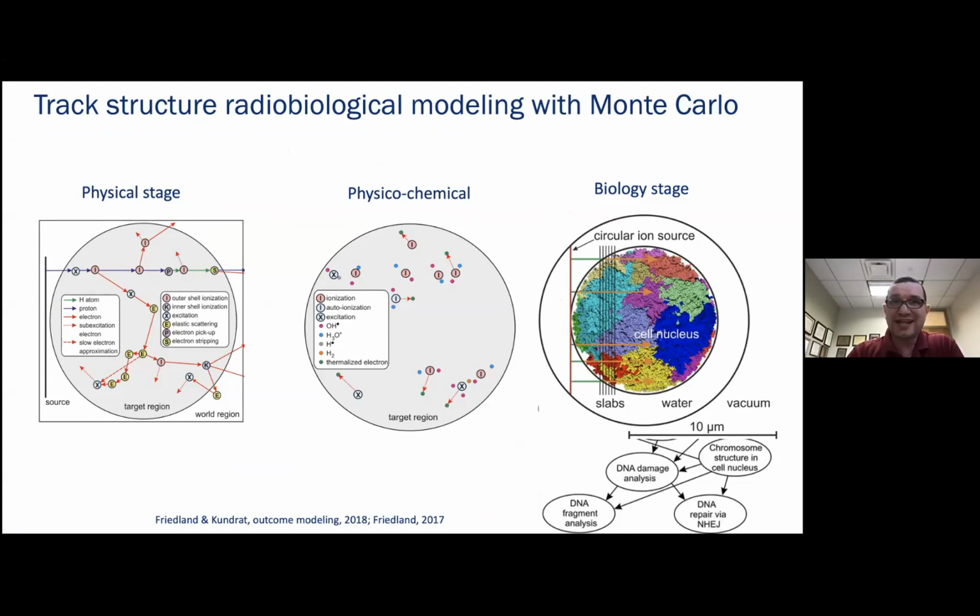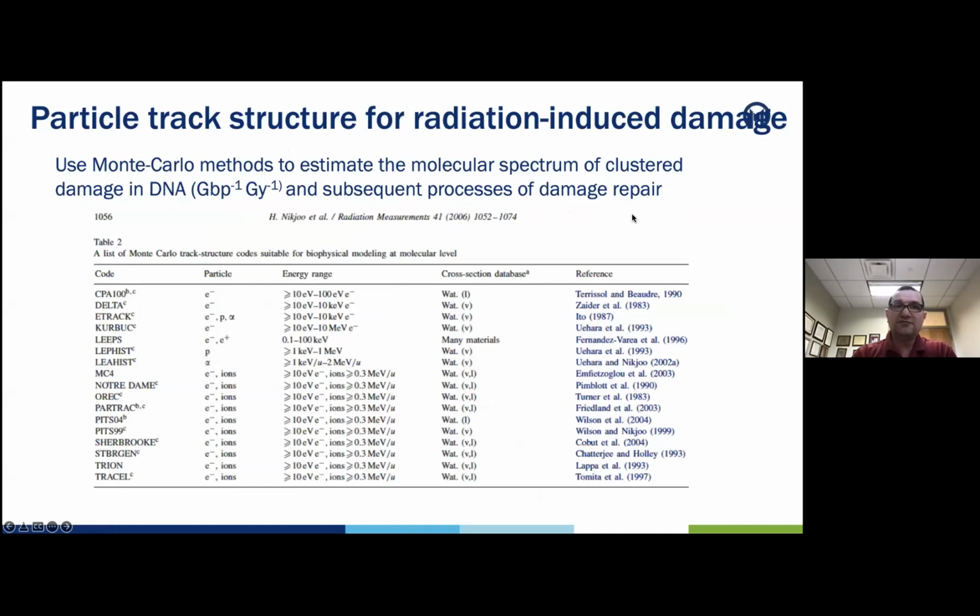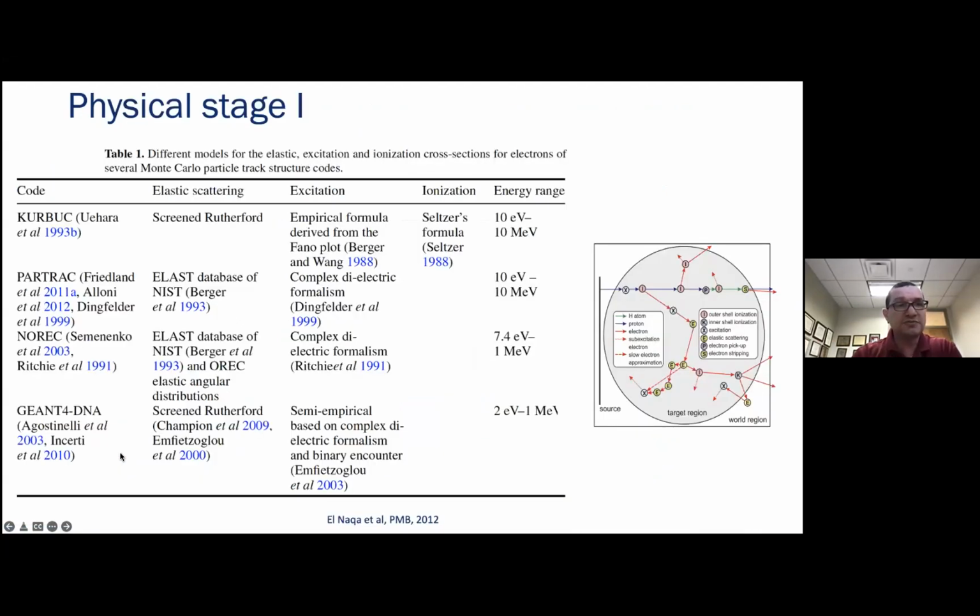And we use what's called track structure type Monte Carlo code. It's divided into three phases: the physical phase, the physicochemical phase, and the biological phase. In the physical phase, what these methods try to estimate is the damage in DNA, whether single strand breaks or double strand breaks in terms of giga base pair per gray, and what are the subsequent processes. And there are many software tools and codes in order to model, especially that physical phase.